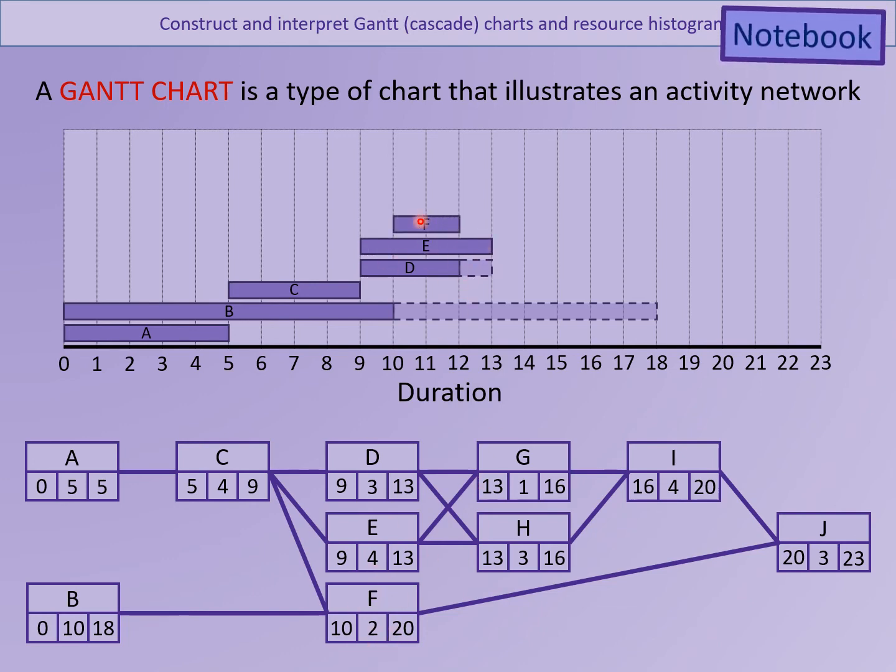F starts at 10, 2 hours, but it got loads of extra float time up to 20. Okay, G starts at 13, got 1 hour, 16, got a bit of float time. There we go, put that in. H as well, 13, 3 hours. And then finally, I and J put in there with no float time at all.